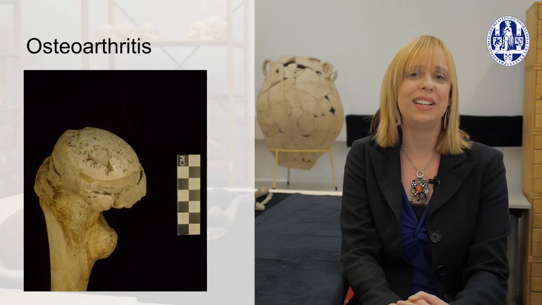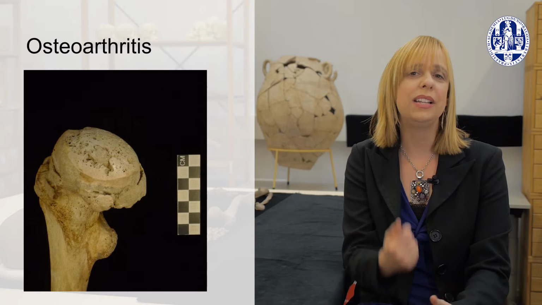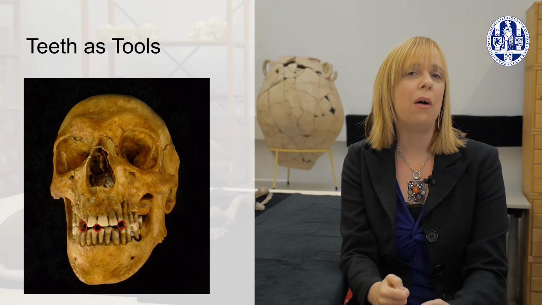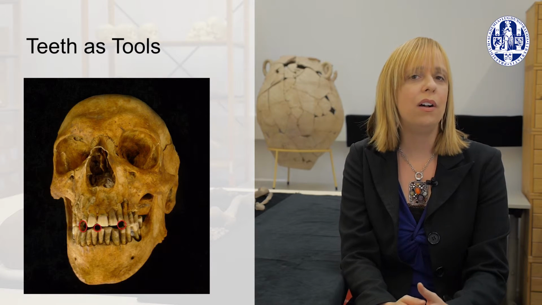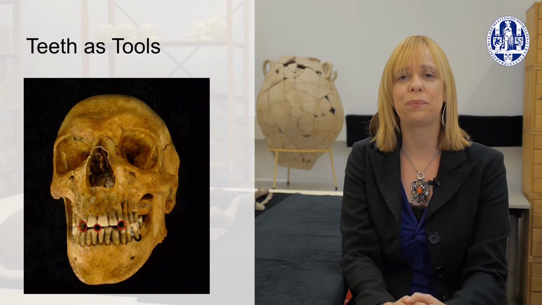The third case study is about evidence for activity we can see in your teeth. Think about how often you use your mouth or your teeth as a third hand, and how often people in the past might have done so.